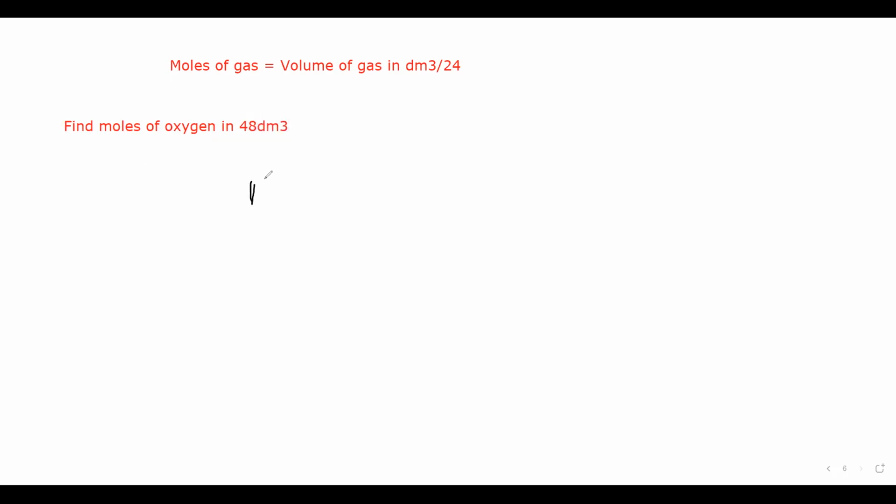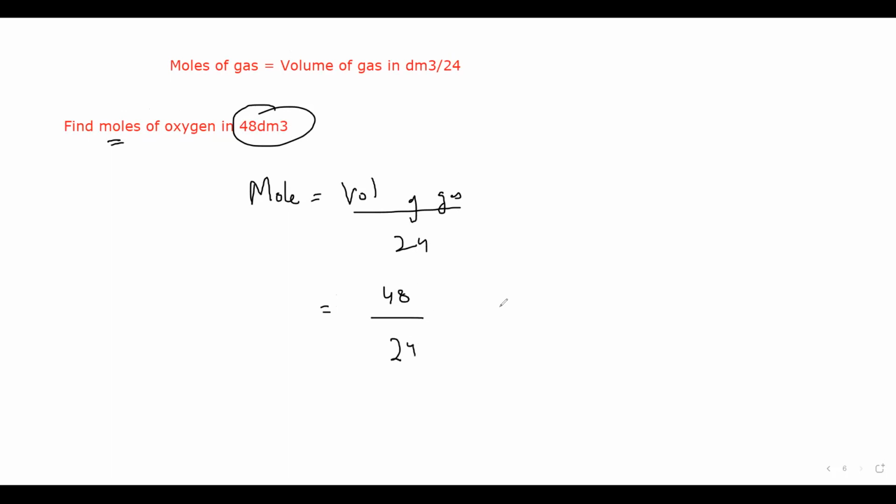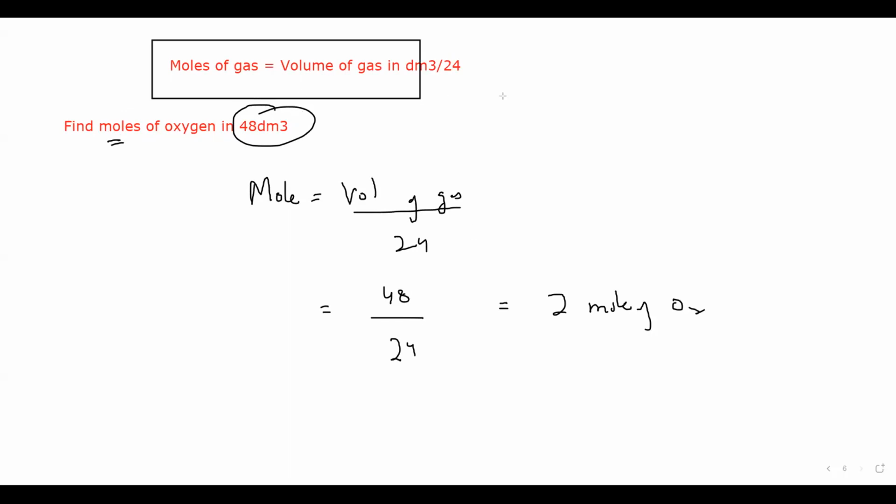So the formula is moles equal volume of gas divided by 24. What is the volume of the gas? We have to find the moles. The volume of the gas is 48 dm cube. So that is 48 divided by 24. If 48 is divided by 24, what do we get? We'll get 2 moles of oxygen. So if volume is given, we use this formula: moles of a gas equal volume of a gas in dm cube divided by 24. And volume should be in dm cube.